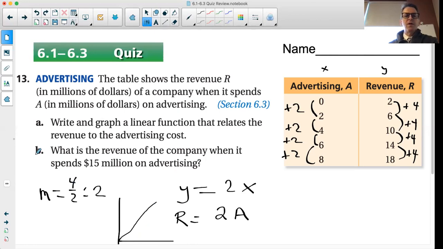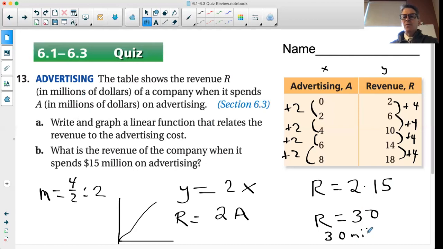Okay. Letter B, what is the revenue of the company when it spends 15 million on advertising? So we're going to put 15 in for A. 2 times 15, and your revenue is 30. Revenue is 30, and we're talking about in millions. So the revenue in this case, $30 million in revenue when you spend 15 million in advertising.